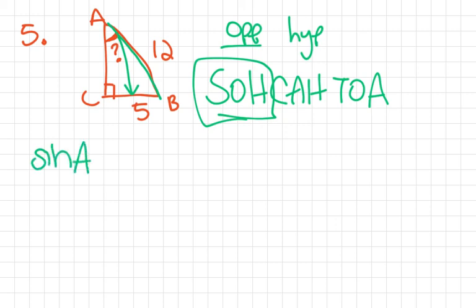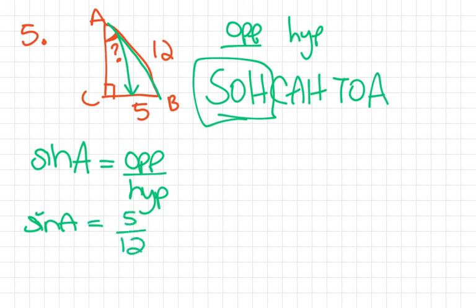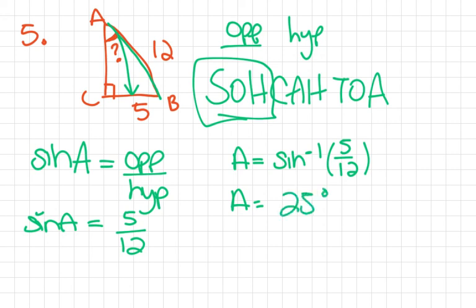So sine A, which is the angle, equals opposite over hypotenuse. So sine A equals the opposite is 5 and the hypotenuse is 12. Now when I don't know the angle, I use the inverse ratio. So I'll say angle A equals sine inverse of 5 over 12. Then you'll plug that into your calculator using shift sine bracket 5 divided by 12 bracket, and that equals 25 degrees. So the angle A equals 25 degrees.